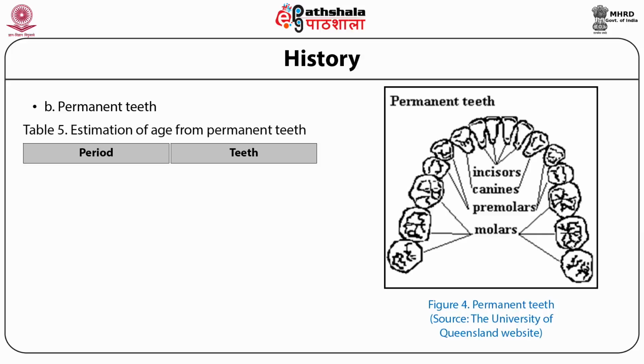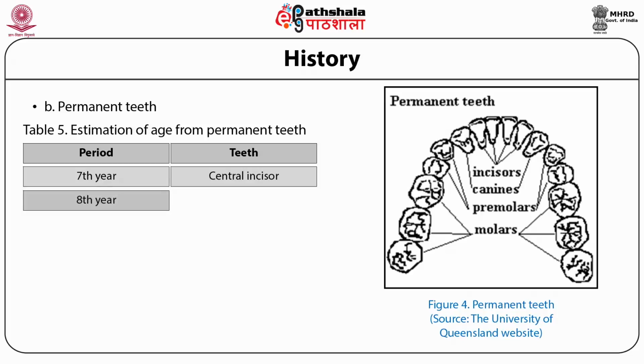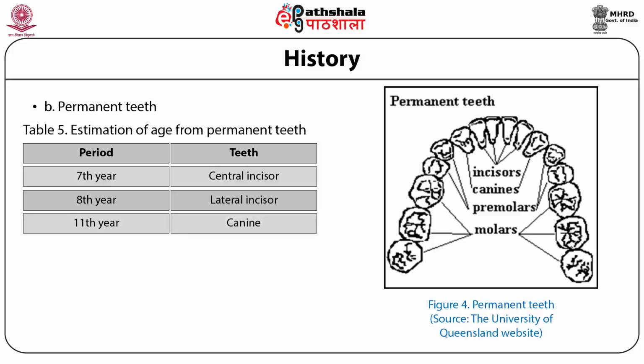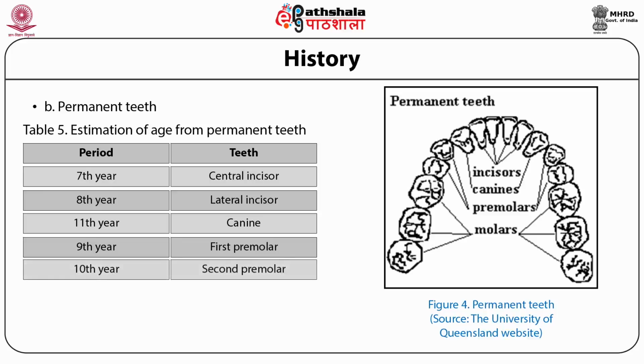So the first central incisor erupts at the age of 7th year, but when the child becomes about 8 years, we see the development of the lateral incisor, and it continues till the age of 11th year. In the 11th year, we see the development of the second canine. Before that, during the 9th year itself, the first premolar erupts, at the 10th year the second premolar erupts, and at the time of the 6th year the first molar erupts.